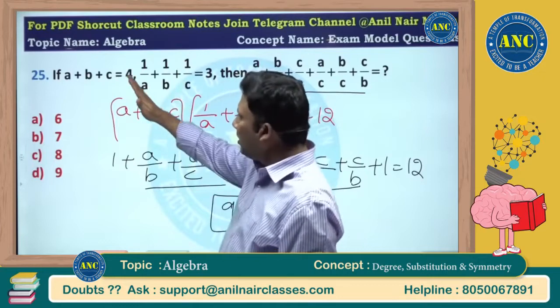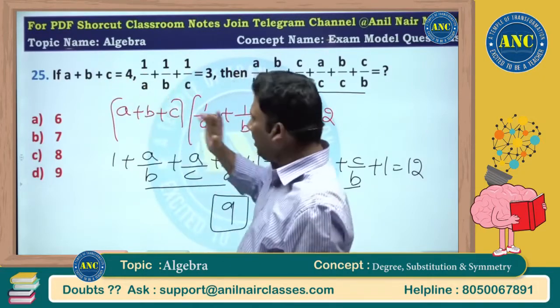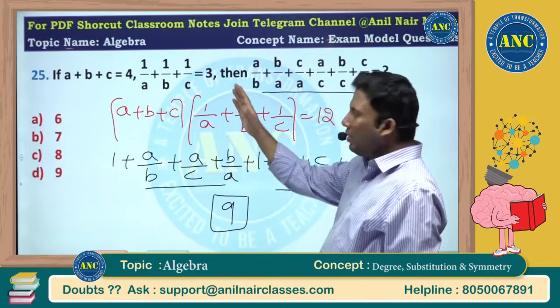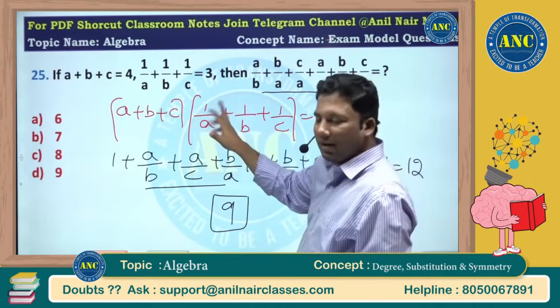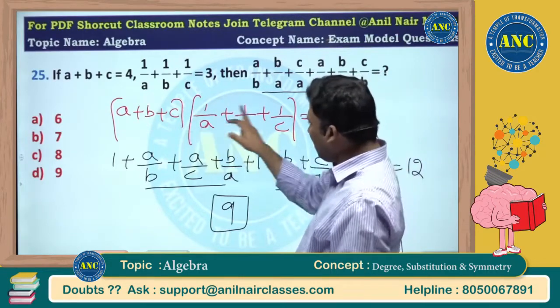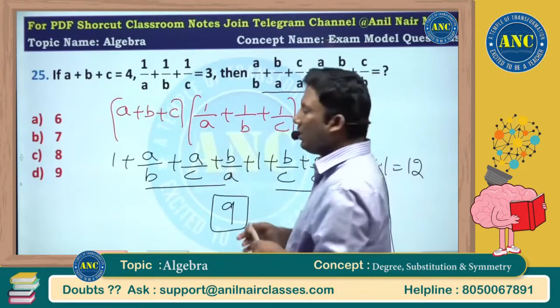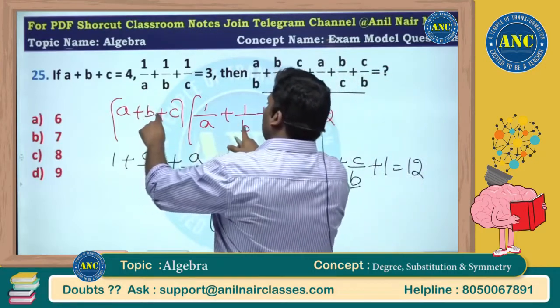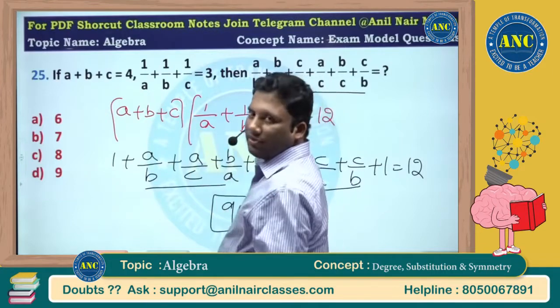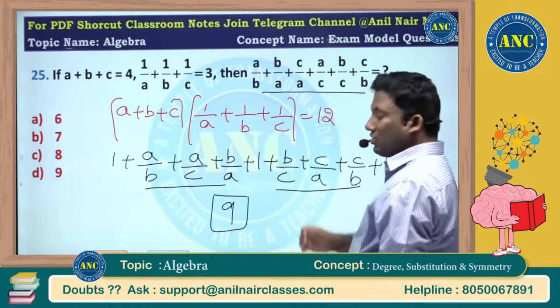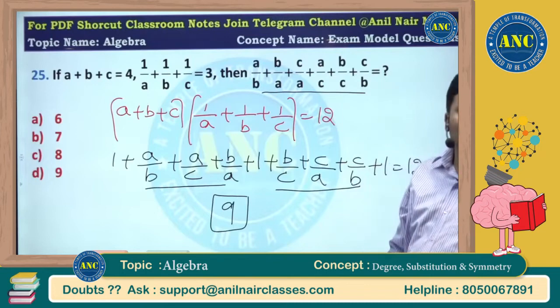Multiply both of them. A plus B plus C into 1 by A plus 1 by B plus 1 by C. 4 3s are 12. A, 1 by A cancel. B, 1 by B cancel. C, 1 by C cancel. 3 into 3, 9 terms are there. In that 9, this is 1, this is 1, this is 1. 12, 3 subtracted. 12 minus 3, it is 9.